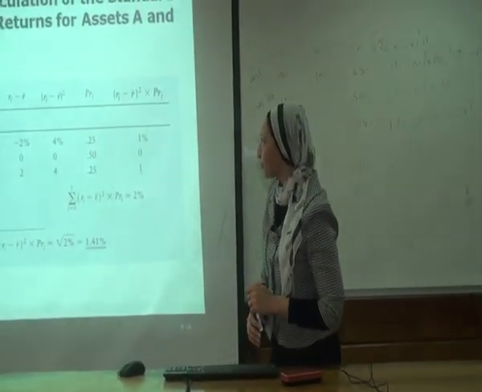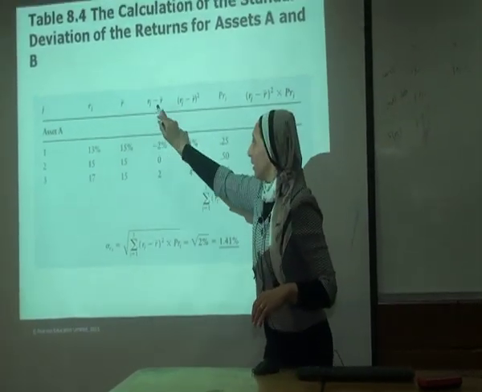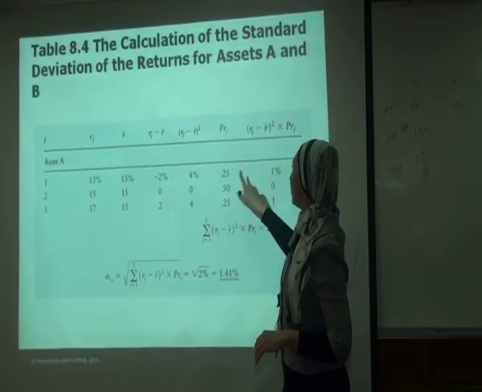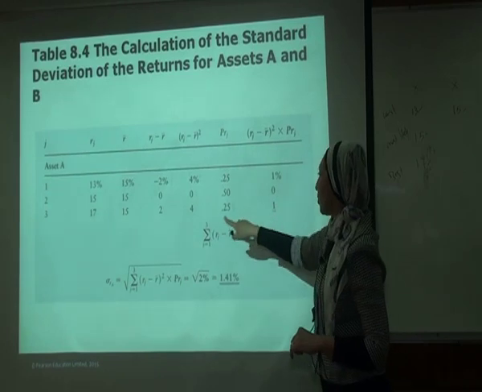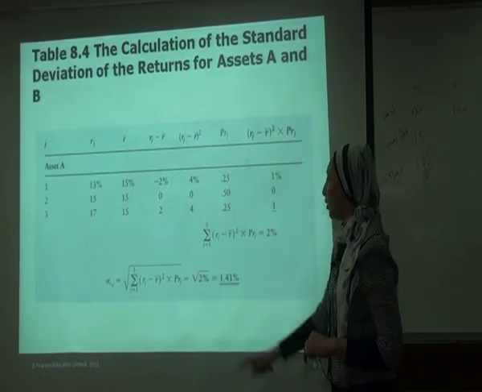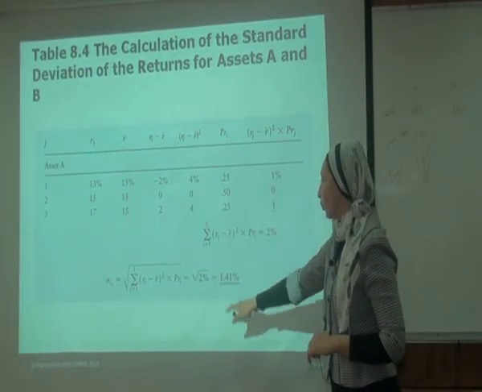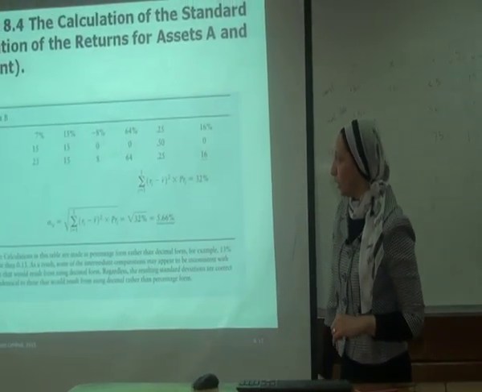Let us see the standard deviation of stock A here. X minus x bar multiply the probability, it's 1%. For the second case, it's 0. For the third case, it's 1%. We will get the summation, which is 2%. Then you will calculate the square root of the result. You will get 1.41%. What about stock B?